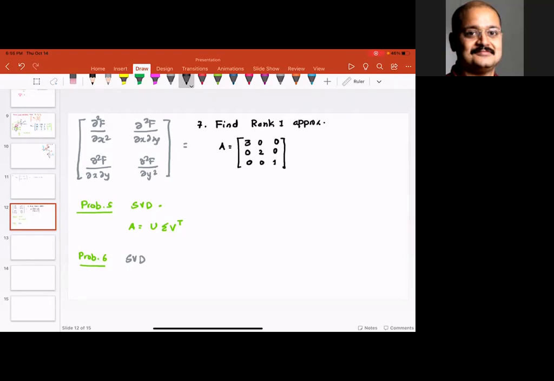Three zero zero, and you have to find the rank 1 approximation in the Frobenius norm. Did anyone try this problem? How did you solve it in MATLAB? Using the norm. Oh, okay. What did you use the norm for, and then what did you do?